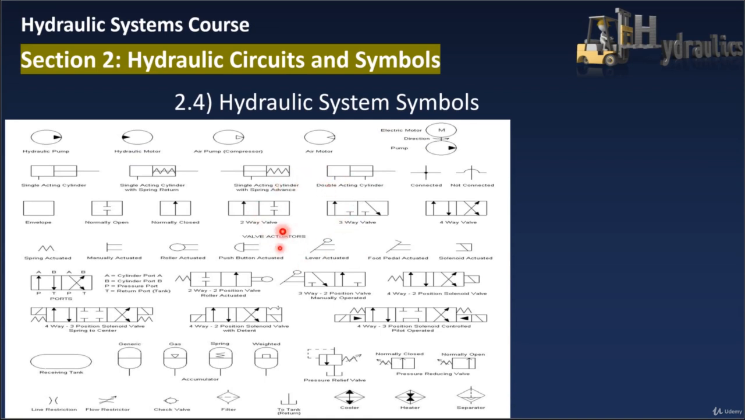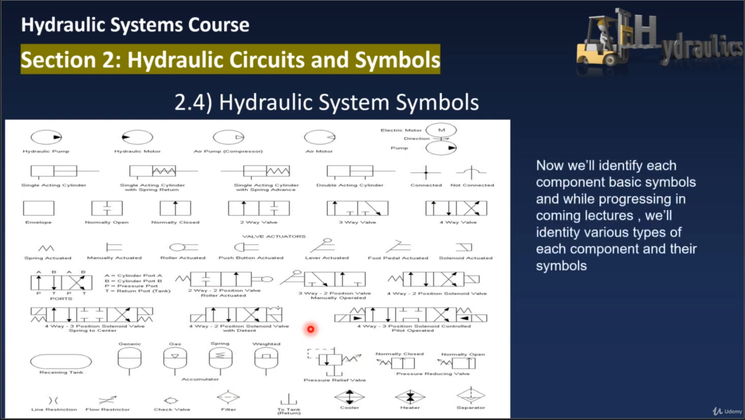These are standard diagrams or symbols for lots of items. We can see here hydraulic pumps, hydraulic motors, air pumps in case we are in a pneumatic system, or air motors. We have the valves, and the cylinders, single acting cylinders and double acting cylinders. We'll come to know these in detail. We have connected and not connected lines crossing, the modes of actuation of the valves, the accumulators, pressure relief valves, lots of items. These are standard symbols, and we will go into details of each item in the next lectures.